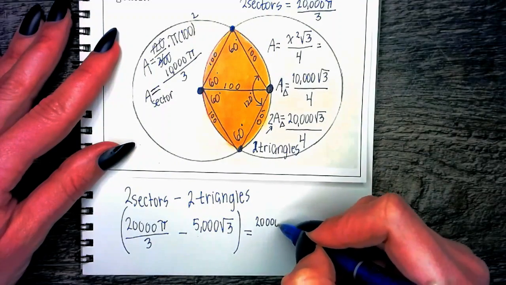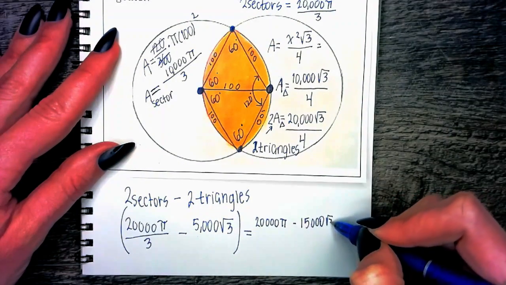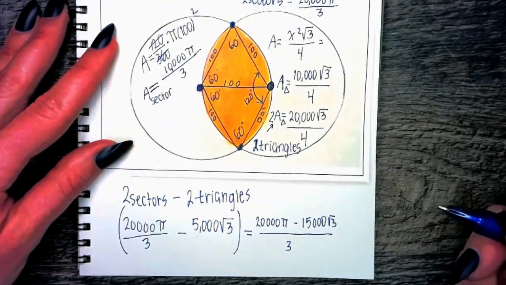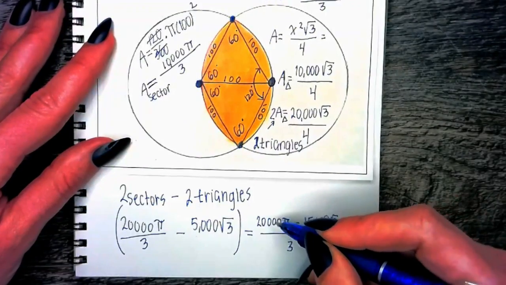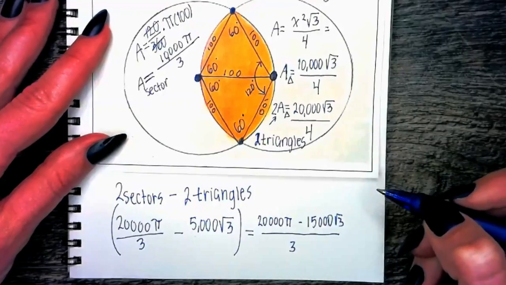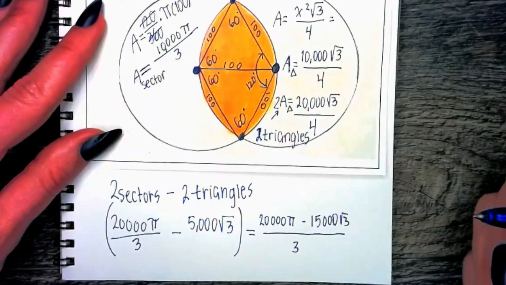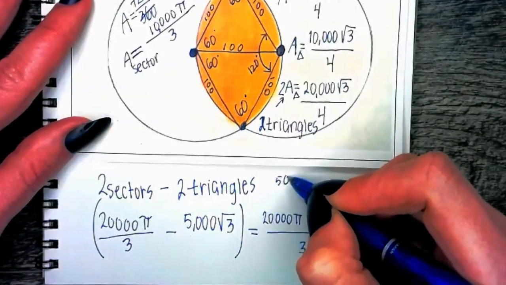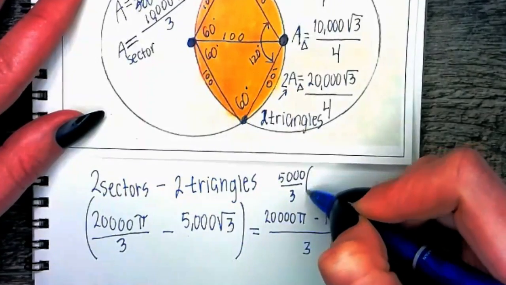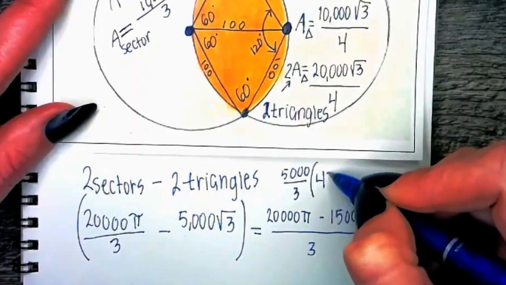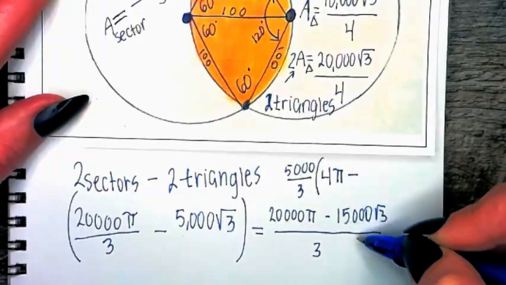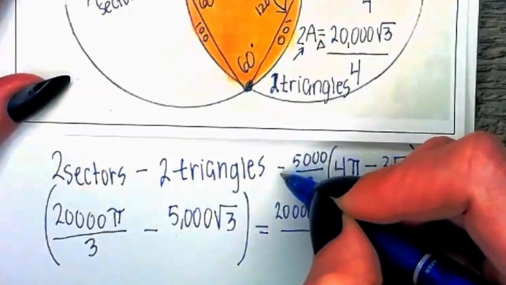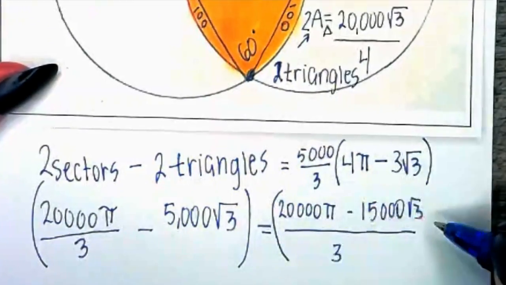So I could leave the answer like this, or times 3 on top and bottom, all over 3. Or I could factor out the greatest common factor. Looks like our greatest common factor could be, depending how you look at it, I could take out 5,000, or I could take out 5,000 over 3. That would be 4 pi. That would be 3 square root 3. One answer, 3 ways.